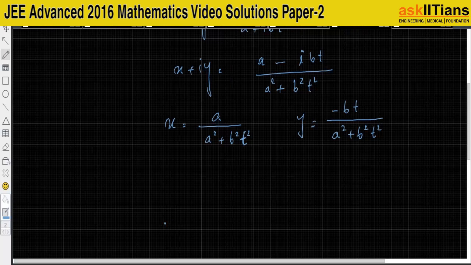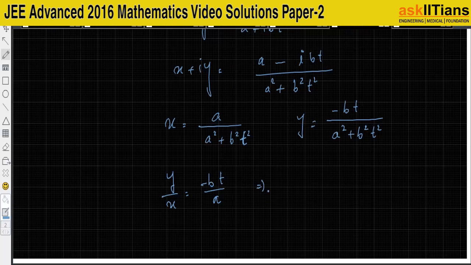So I have to check, and that equation will be an equation of circle. So I have to find out the center and the radius of that particular circle. If I eliminate t from here, how to eliminate t? For eliminating t, what we can do is just divide these two equations, right? So I'll get y by x. If I divide these two, I'll get y by x as minus bt by a.